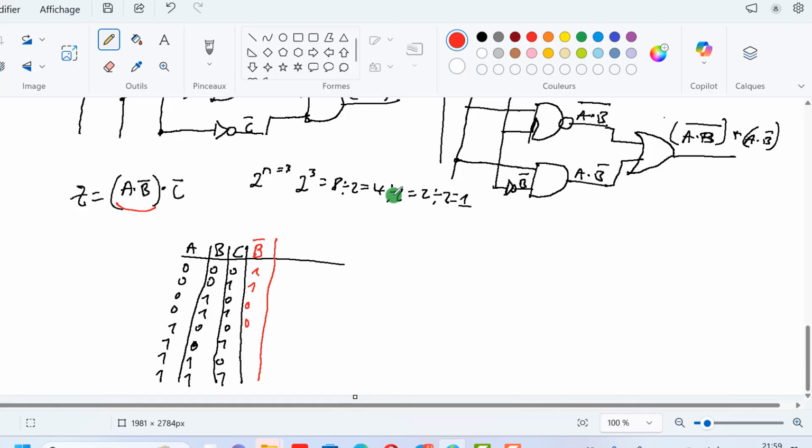Hope I'm following the same lines. Wait, let me clean something. Follow the line. 0, 0. Here is what? 1, 1. Yes, what? 0, 0, 0. Good. So I'm done with B bar.